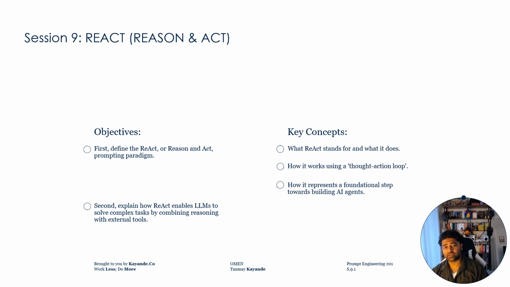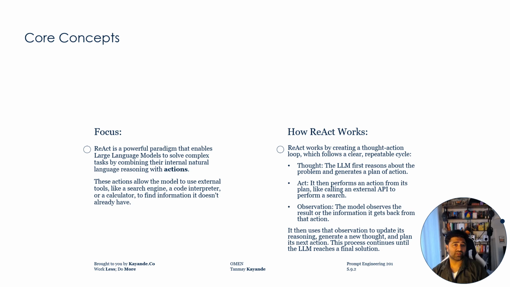By the end of this session, you'll be able to define ReAct, or reason and act prompting, and the prompting paradigm of it. The second, you'll be able to explain how ReAct enables LLMs to solve complex tasks by combining reasoning with external tools. To get there, we'll cover a few key ideas: what ReAct stands for and what it does, how it works using a thought-action loop, and how it represents foundational steps towards building AI agents. If you're following along with the white paper, this is between pages 37 to 39.